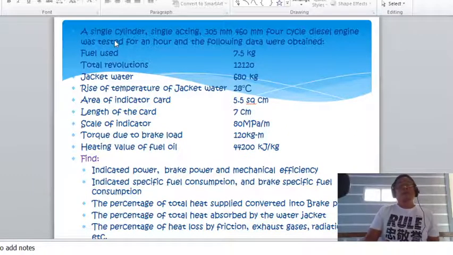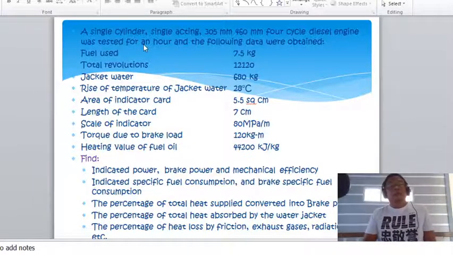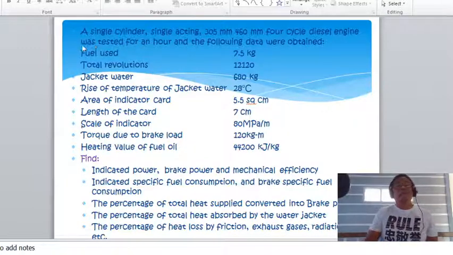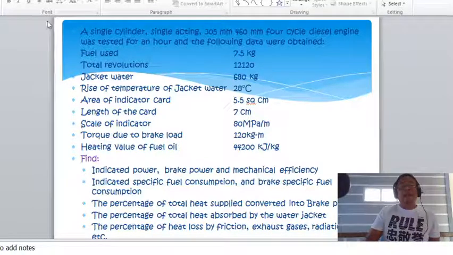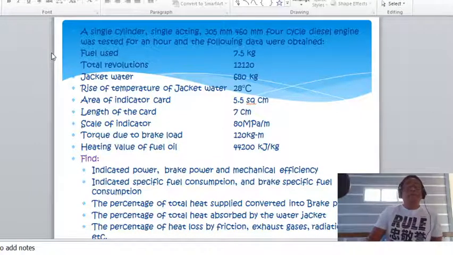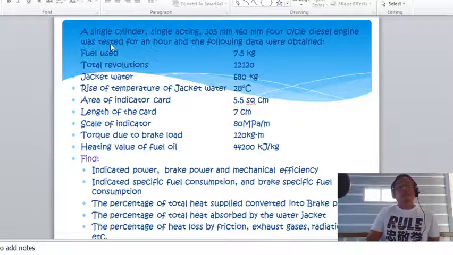A single cylinder, single acting 305 mm by 460 mm 4-stroke cycle diesel engine was tested for an hour and the following data were obtained. Mass of fuel, 7.5 kilogram. Take note, the time of the test is 1 hour. The total revolution is equal to 12,120.